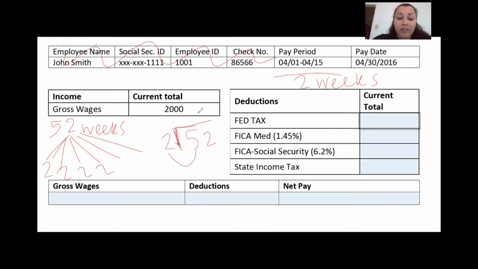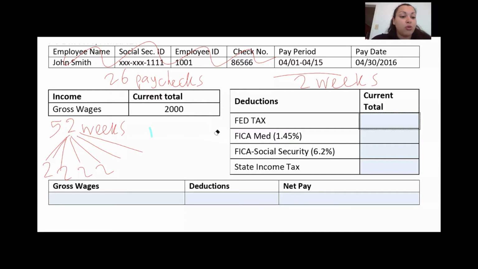2 fits into 5 2 times. 2 times 2 is 4. You subtract, you bring down the 2. 2 fits into 12 6 times. So this person is going to get 26 paychecks. So I'm just going to write that right here. And that will be relevant in a second here.